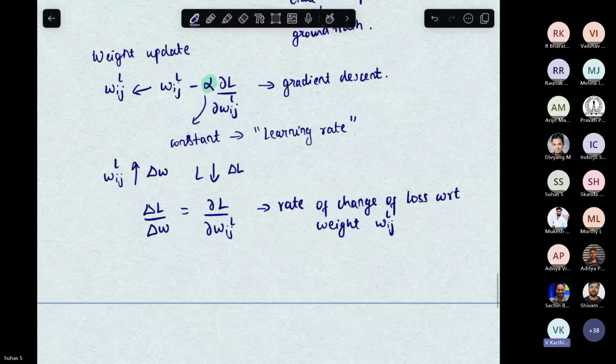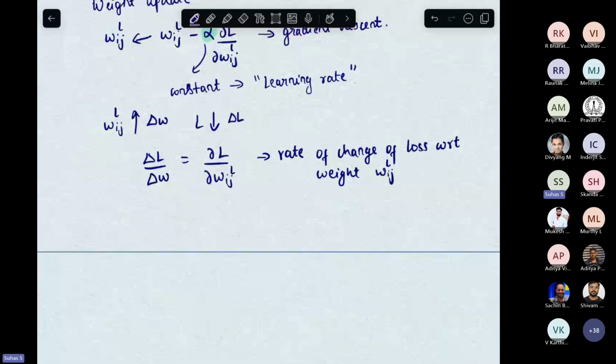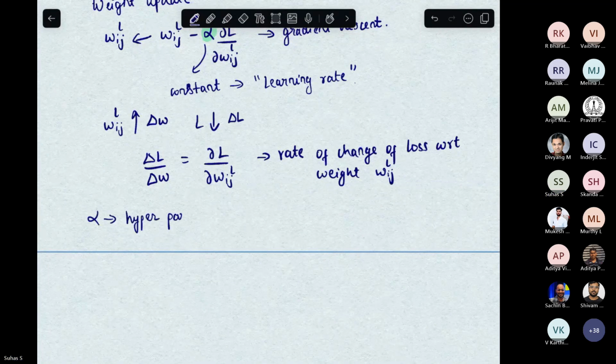This constant will be common for all layers. Yes, it will be constant for all layers and all weights. And how do we find that? No, it is not found. This is something that we set. Parameters that a user sets are known as hyperparameters, and these are fixed by a user. Got it. Okay, thank you.